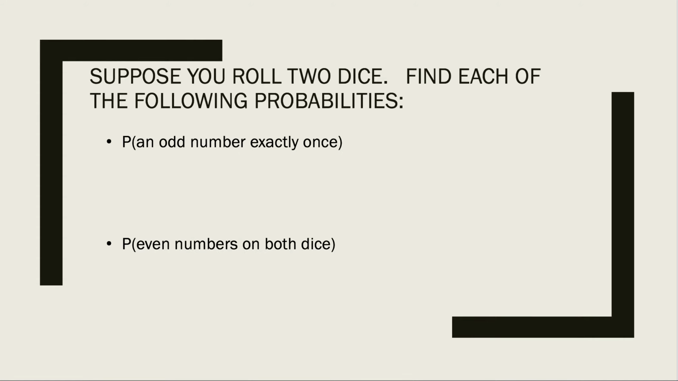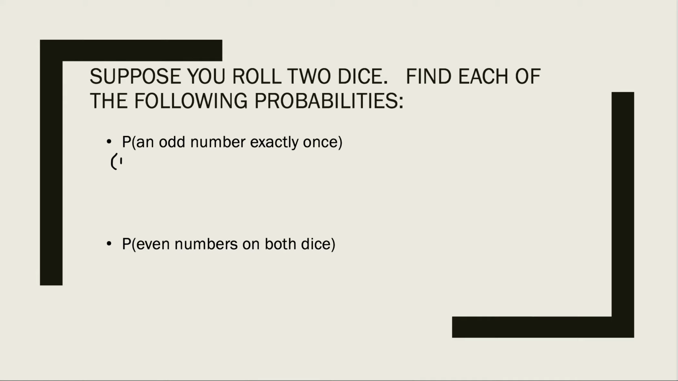All right, continuing with this example, we're still looking at our 2 dice. Find each of the following probabilities. These are a little more difficult. We want to first find a probability that we get an odd number exactly once on the die. Okay, so I'm going to have to go through and kind of make a list of things that will meet this criteria. We need one odd number on the die, but only one. So I'm going to try to do it systematically.